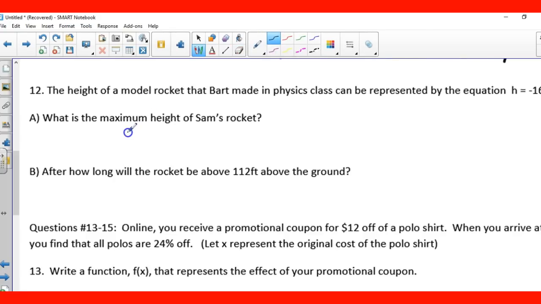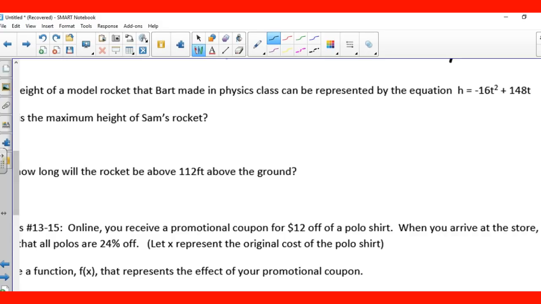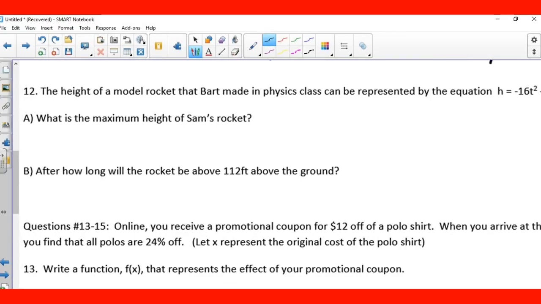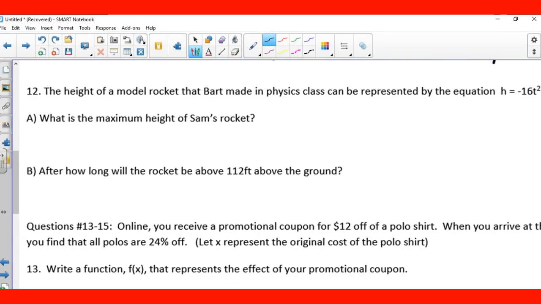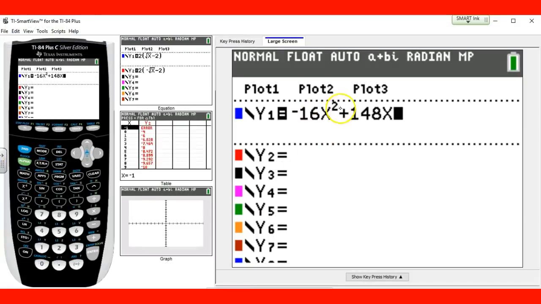Right here it says the height of a model rocket that Bart made in physics class can be represented by this equation right here. And they ask, what's the maximum height of the rocket? Well, again, you can really take your graphing calculator and do this. Where it says negative 16t squared plus 148t, we're going to put x in place of t when we put it in the calculator. So we have negative 16x squared plus 148x.